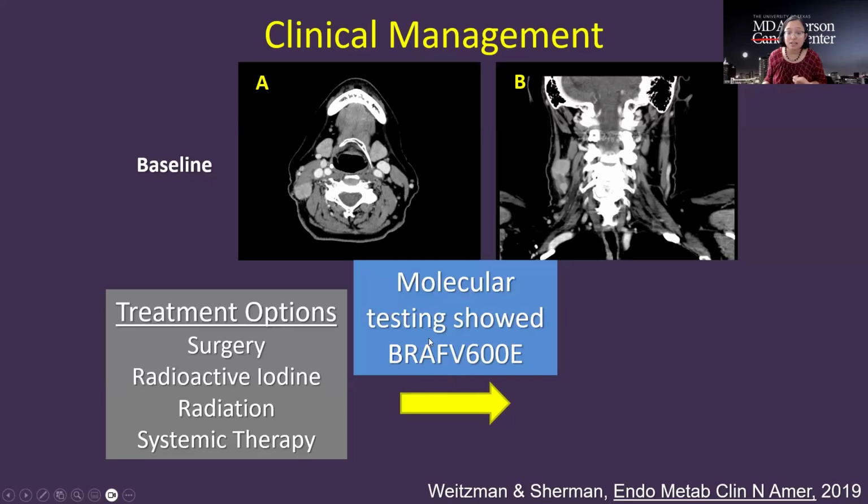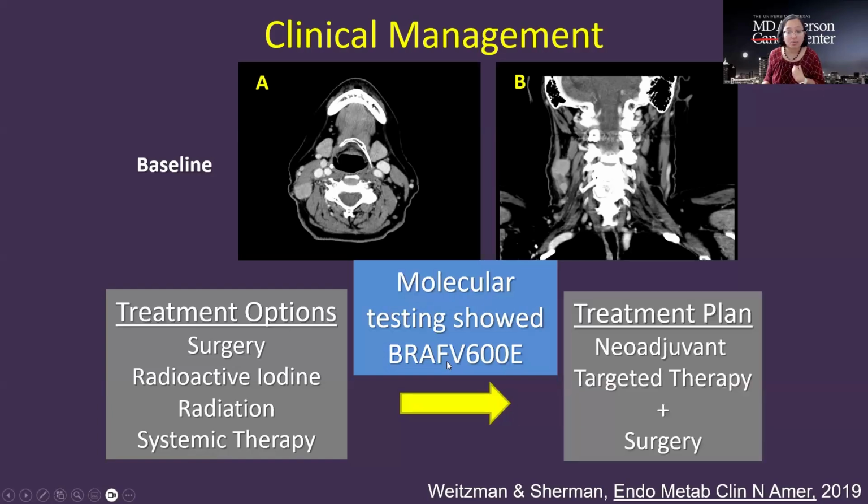So then they had molecular testing done, and this showed a BRAF mutation. Now, I just wanted to add that this image you're seeing is of a patient who's already had thyroidectomy, and this has come back. So this is not the first presentation. He's already had surgery, he's already had radioiodine, he's taking his thyroid hormone, but now, despite doing everything he should, the cancer has come back. And we did molecular testing, which showed BRAF V600E.